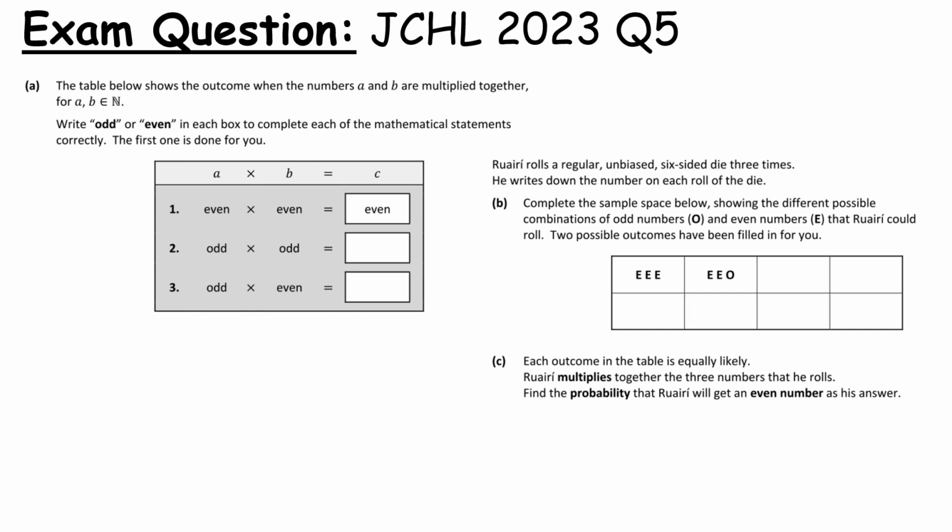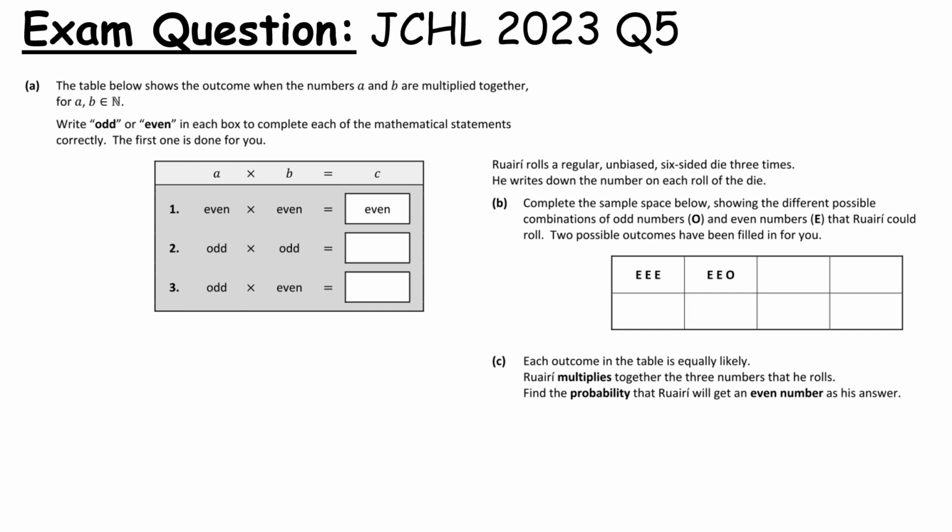So let's take a look at question 5 from the 2023 Junior Cycle Higher Level paper. Part A tells us that the table below shows the outcome when the numbers A and B are multiplied together, where A and B are elements of N, so they're natural numbers, positive whole numbers. Write odd or even in each of the boxes to complete each of the mathematical statements correctly. The first one is done for you.